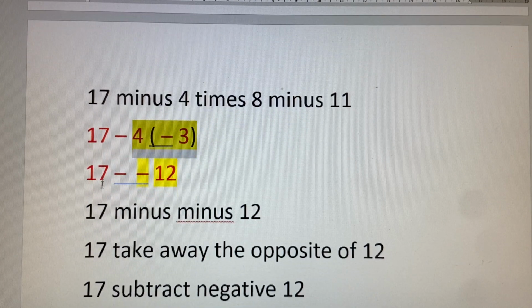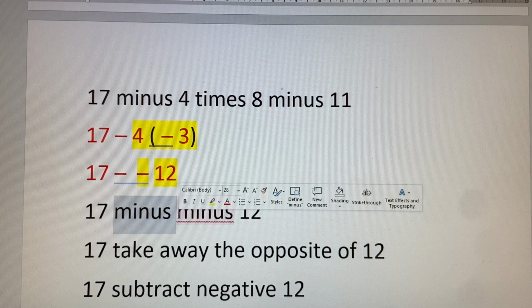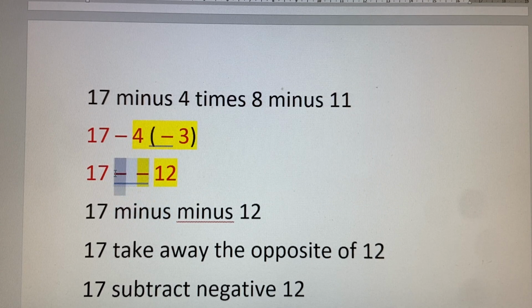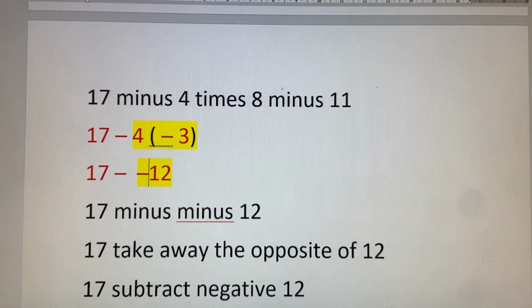So right now this can be read as 17 minus 12, with the two minus words having two different meanings. The first one having a sense of subtraction, the second one having a sense of integer, this being a negative 12 or minus 12, or the opposite of 12.